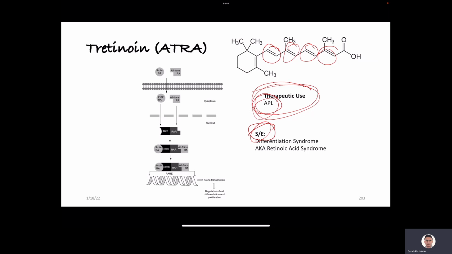One of the side effects of managing APL using ATRA or arsenic trioxide is differentiation syndrome. When myelocytes differentiate back to normal, they start infiltration of variable tissues like the brain. So this causes differentiation syndrome. Before, it was called retinoic acid syndrome, but nowadays we know that all differentiating agents would lead to this side effect. So it was called retinoic acid syndrome, but nowadays it's called differentiation syndrome.